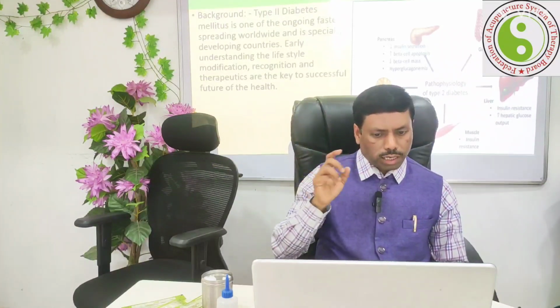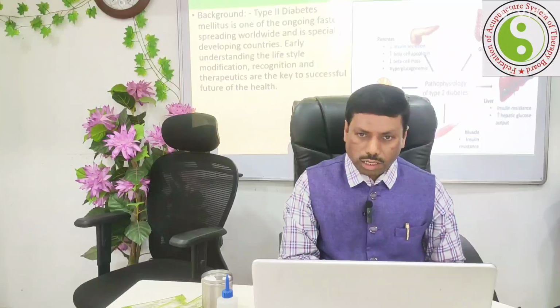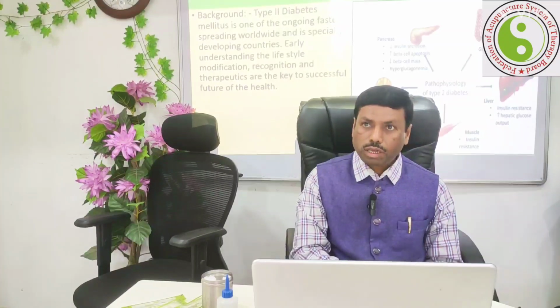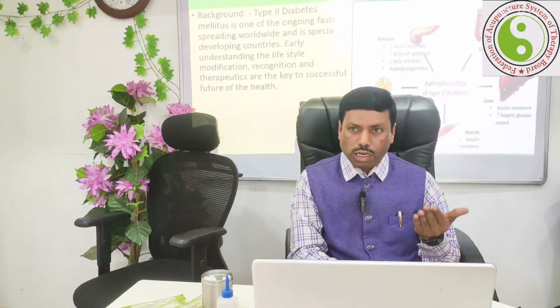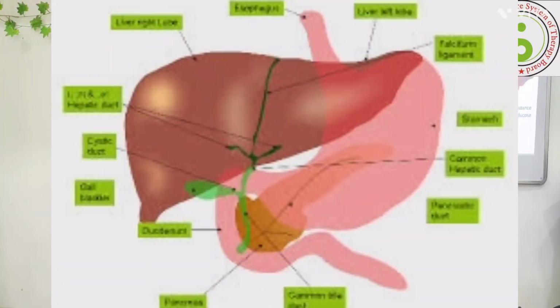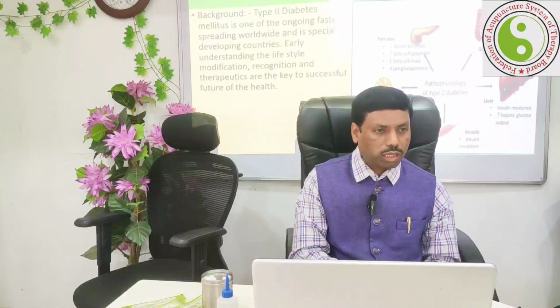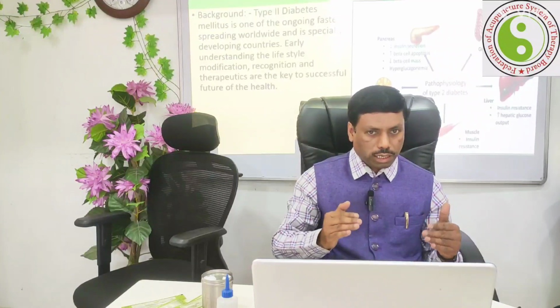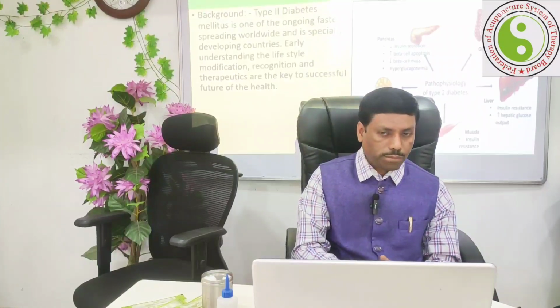Now, the pancreas is the main reason that causes the problem. The pancreas is the organ. Where is it located? Just distal to the liver, crossing to the duodenum, and proximal to the anterior to the spleen. This pancreas is a very small organ, not a very big organ.